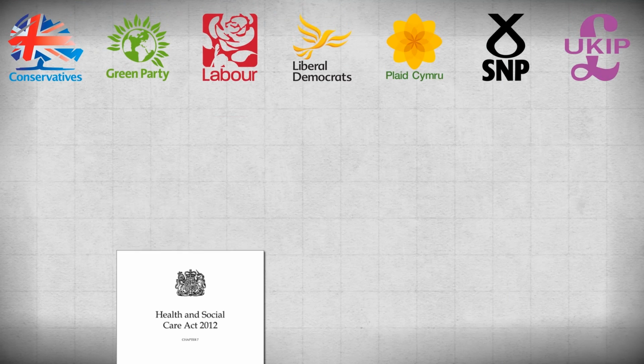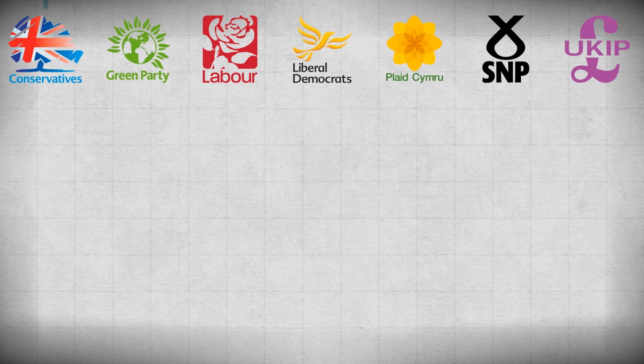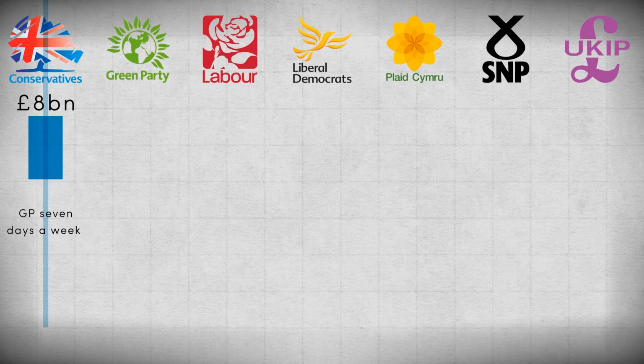So what are the different parties proposing to go forward? The Conservatives will fund the £8 billion shortfall predicted by the 5-year plan report. They also plan to make it possible to see a GP 7 days a week and want Britain to lead the world when it comes to fighting cancer and dementia.